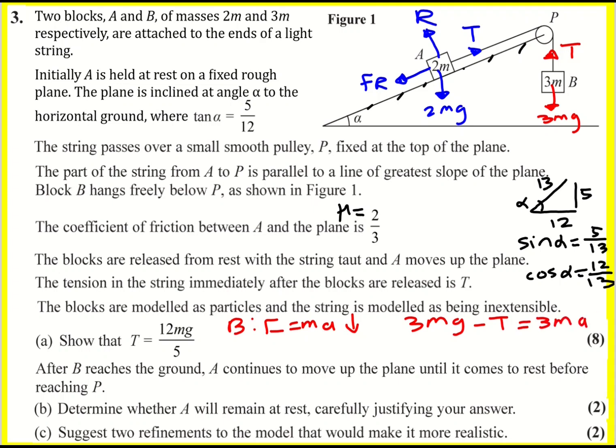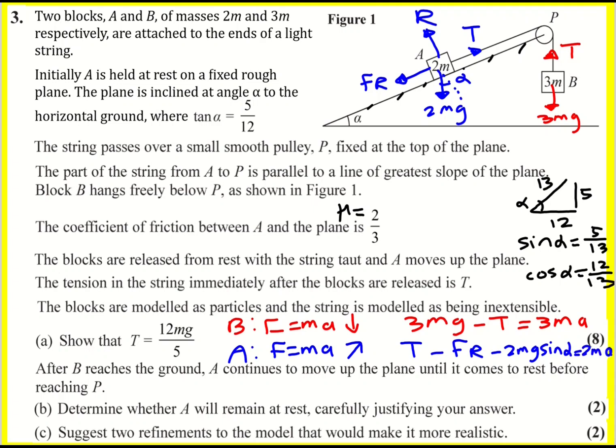And then I'll also look at A, which is moving up the slope. So I've got F equals ma up the slope: T minus Fr. Right, now I've got to look at the component of the weight. I probably should have added that at the very beginning. So the weight's acting down. There's going to be a component acting perpendicular to the slope and a component acting parallel to the slope. I want the parallel one here. So it's actually opposite the angle. It's going to be 2mg sine alpha. And then that is going to equal 2ma.